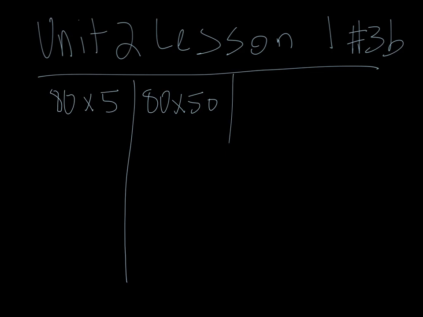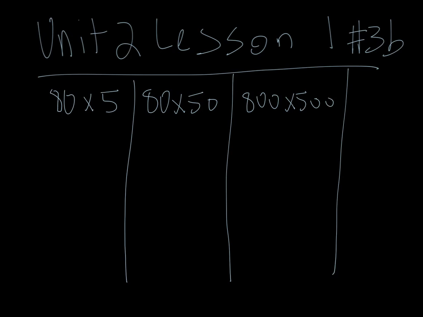So I'm going to do 3B from their homework. It's in 4 parts. The first problem I'm supposed to multiply is 80 times 5. The next problem I'm supposed to multiply is 80 times 50. The next problem is 800 times 500. And then the final problem I'm supposed to multiply is 8,000 times 50.